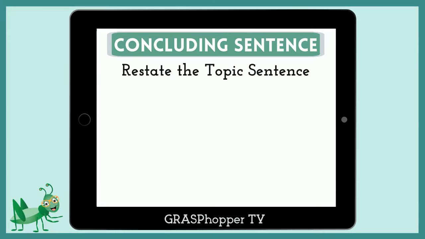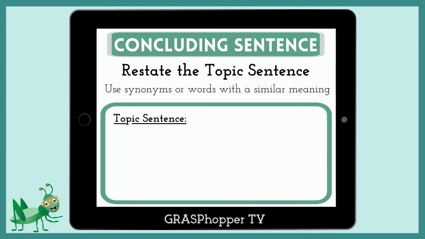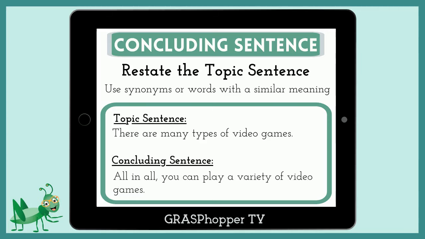One way to make a concluding sentence is to restate the topic sentence using synonyms or words with a similar meaning. So here's the topic sentence. There are many types of video games. Let's restate this by using words that have a similar meaning. The concluding sentence can be, all in all, you can play a variety of video games. We changed the word many to variety. These words have similar meaning and tell the same main idea.